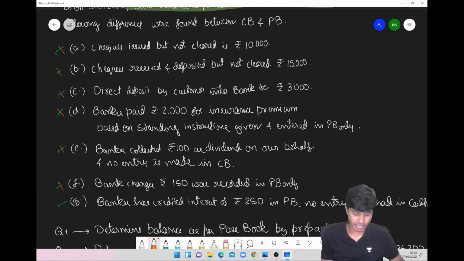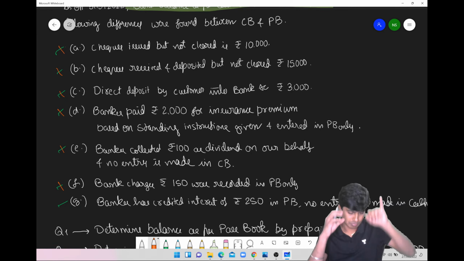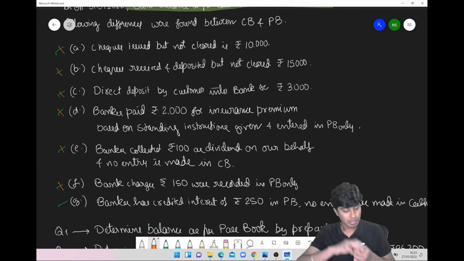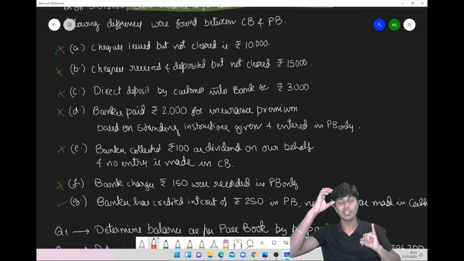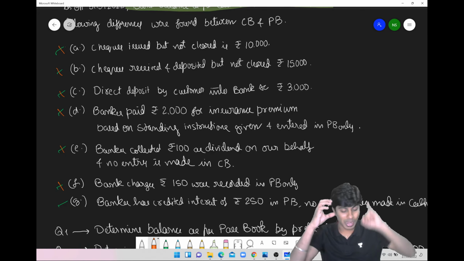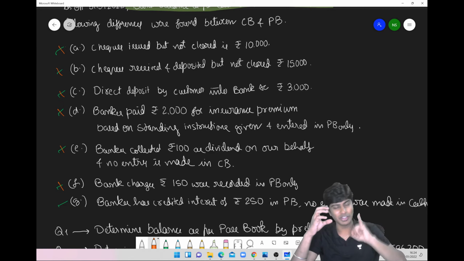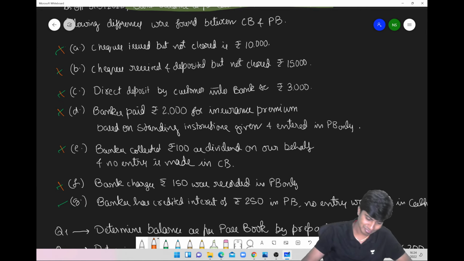Bank charges recorded in passbook only. How much? Bank charges have been recorded in the passbook, because of which the passbook balance has gone down, but the cash book has not. We're making changes in the passbook, so we would have to add 150.